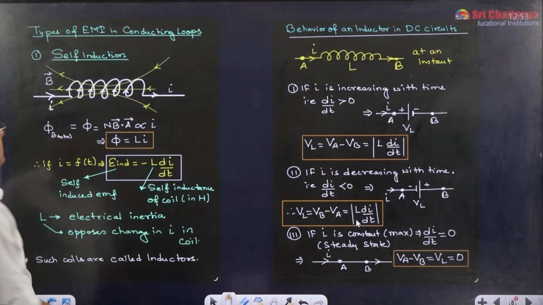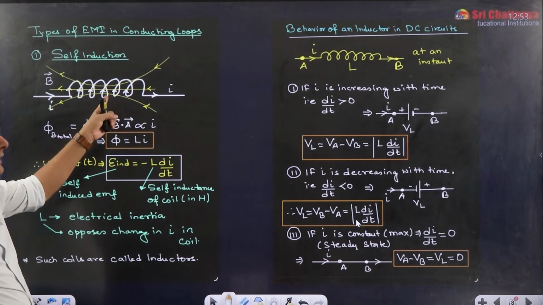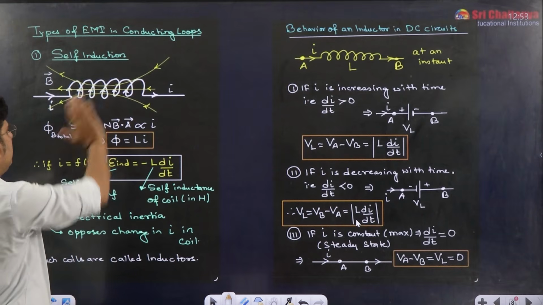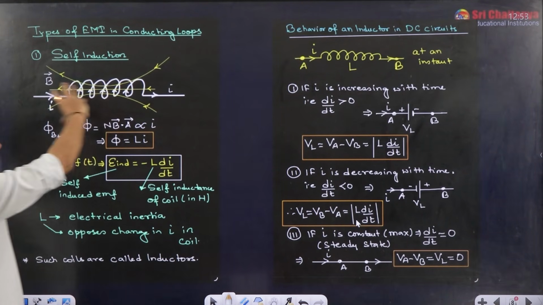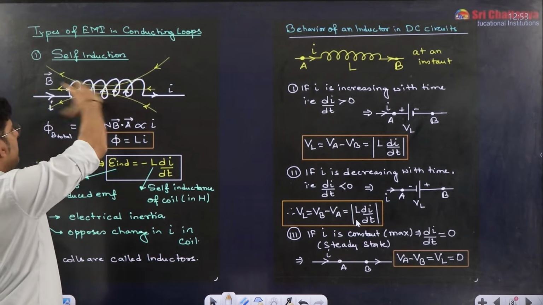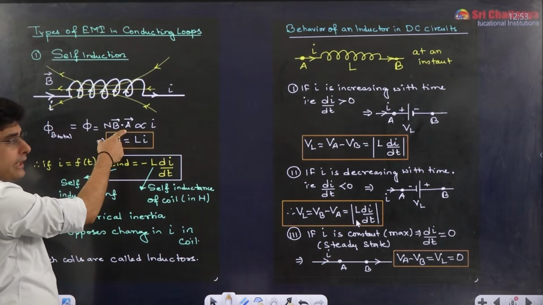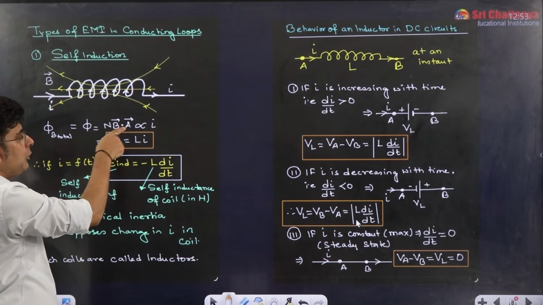Next, types of EMI in conducting loops. One is self-induction. Suppose a coil like this, like a solenoid, is carrying a current I. Its magnetic field I have shown here, you can see the field lines. These field lines are passing through the plane or cross section of the solenoid like this. So for flux, we will write the total number of turns times B dot A, where A vector is for a single loop. So there are N loops, so N into B dot A.